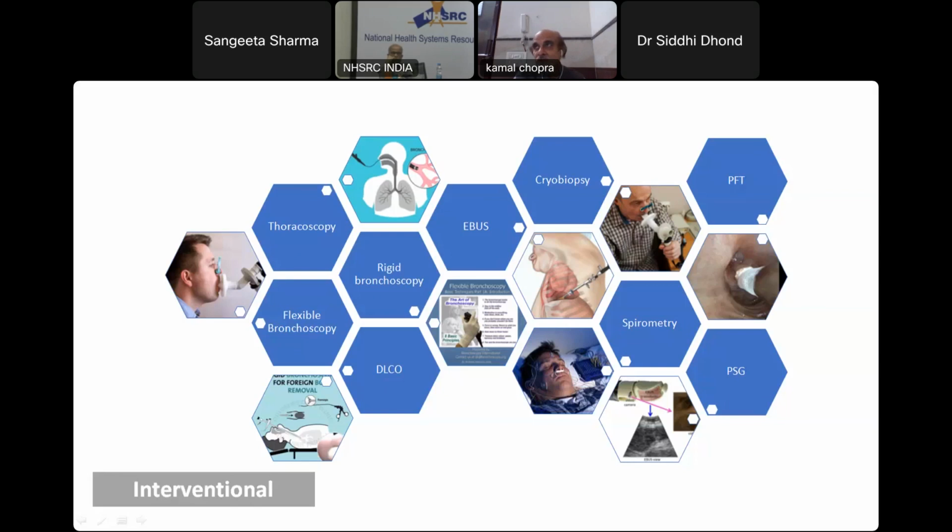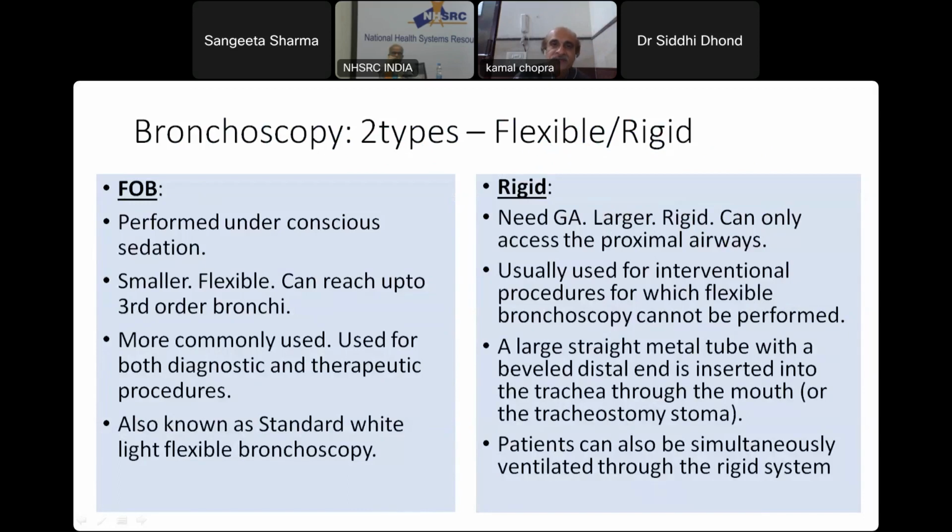DLCO and spirometry are pulmonary function tests. Pulmonary function tests can be done to see the severity of disease.